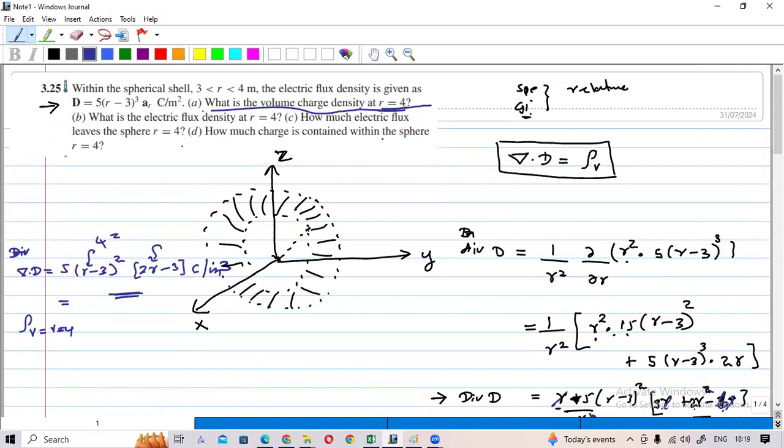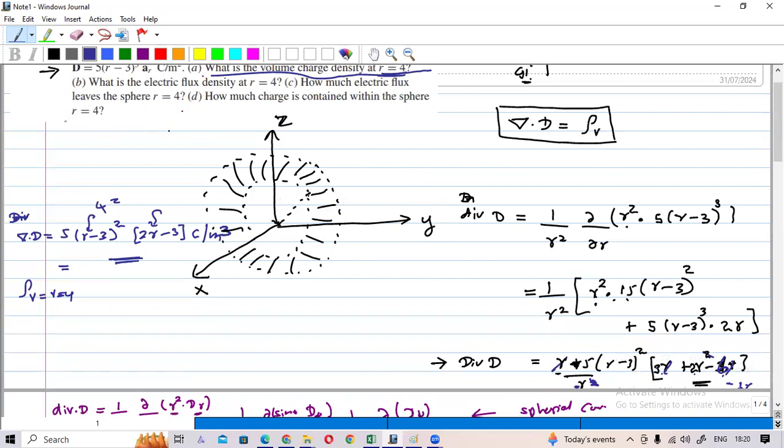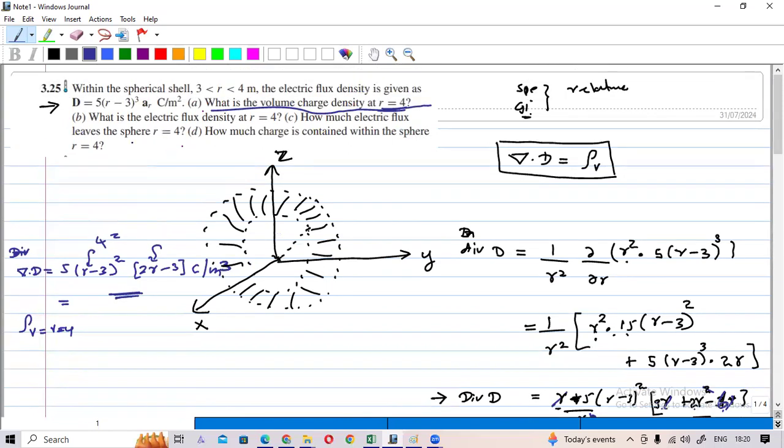How much charge is contained within the sphere? Again, the total flux is equal to the total charge. The flux is 10 pi squared, so the charge is also 10 pi squared. So I think that is that. That question is not very difficult. So I will do another question also.